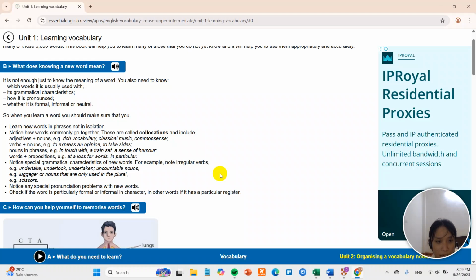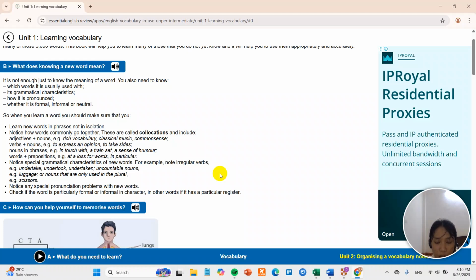At a loss for words. Notice special grammatical characteristics of new words. For example, note irregular verbs, for example, undertake, undertook, undertaken. Uncountable nouns, for example, luggage. Nouns that are only used in the plural, for example, scissors. Notice any special pronunciation problems with new words. Check if the word is particularly formal or informal, in other words, if it has a particular register.